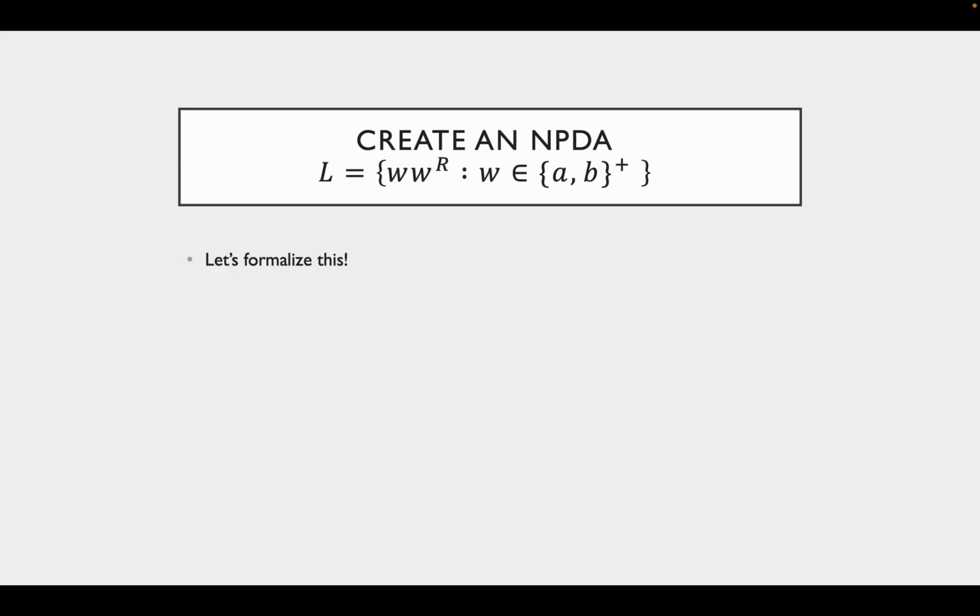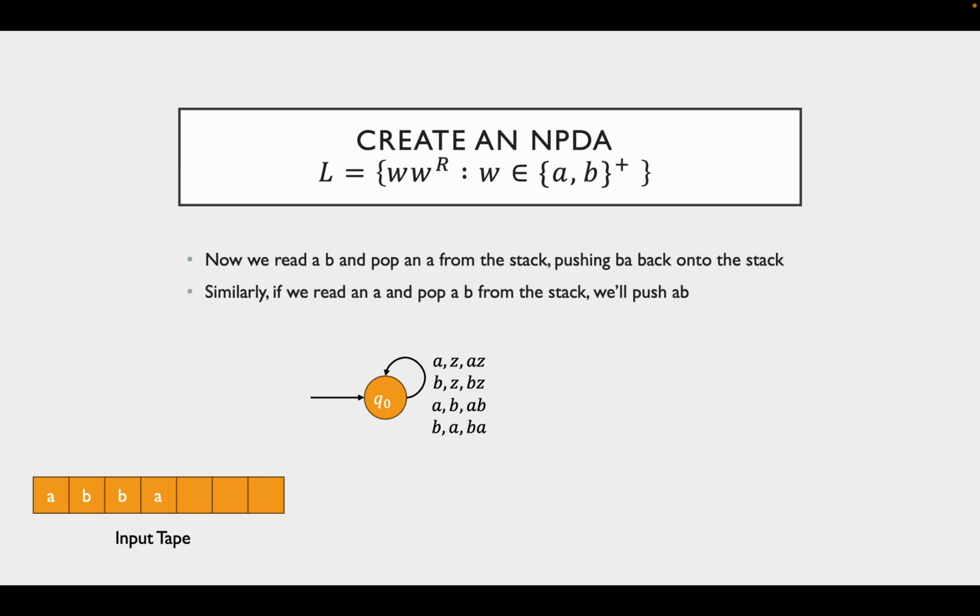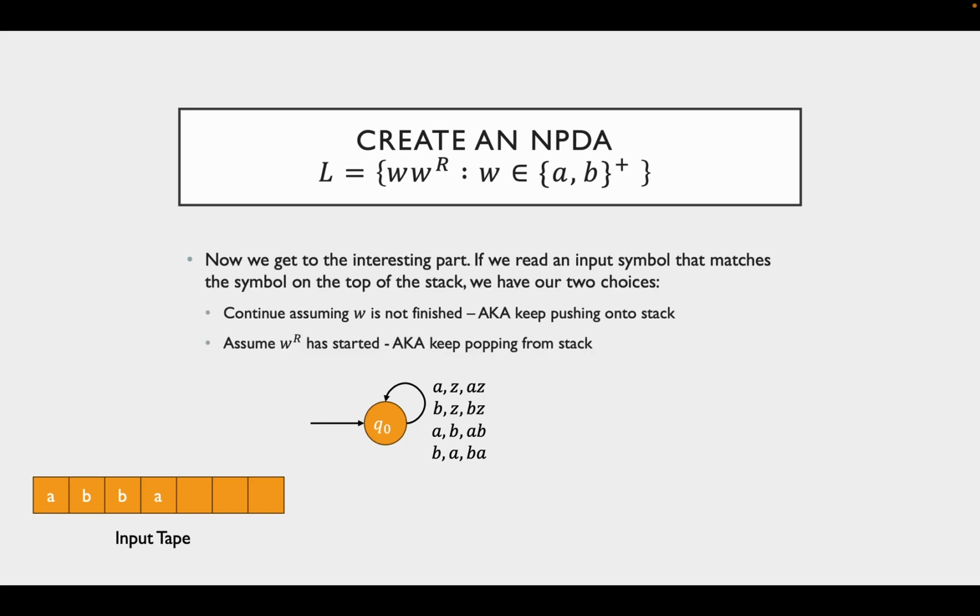Let's formalize this by actually building our NPDA. Our first step was reading an A, popping a Z, and pushing AZ on the stack. We can stay in Q0 for this. Similarly, if the first character we read is a B, we can push a BZ on the stack. Now we read a B and pop an A from the stack, pushing BA back onto the stack. Similarly, if we read an A and pop a B from the stack, we push AB.